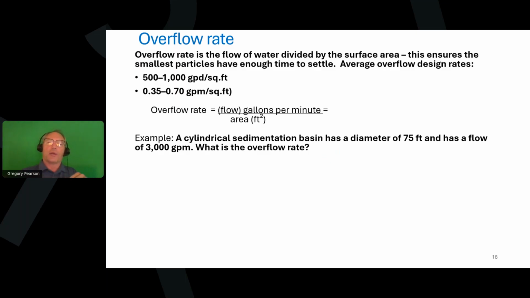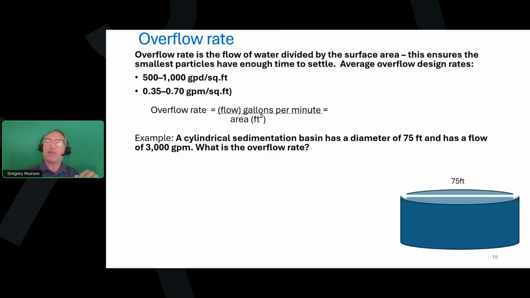In this example, we're looking at a sedimentation basin that has a diameter of 75 feet, and the plant flow is 3,000 gallons per minute. If we plug our numbers in, we'll figure out the overflow rate, but we have to figure out the area of the sedimentation basin first. The area formula that I'm going to use is diameter squared times 0.785. You could also use pi r squared, where you'd take 3.14 times half of that 75, squared.